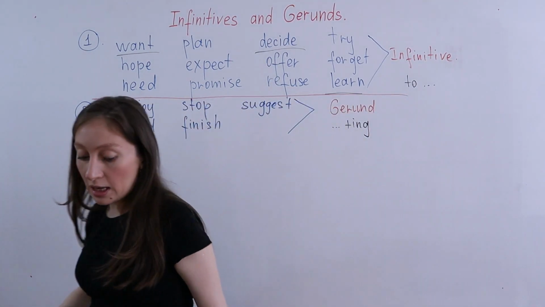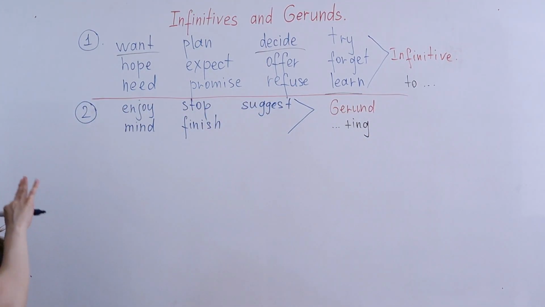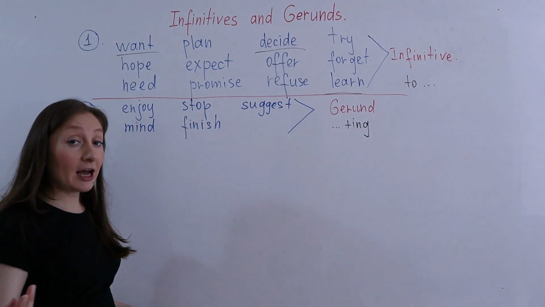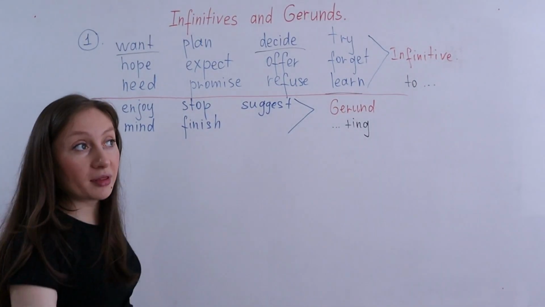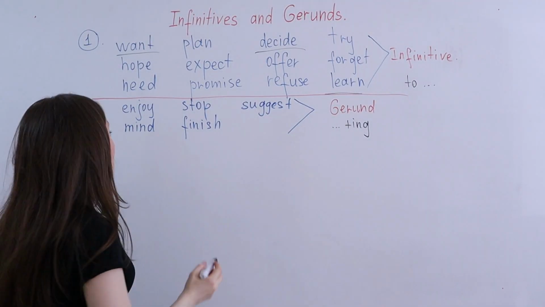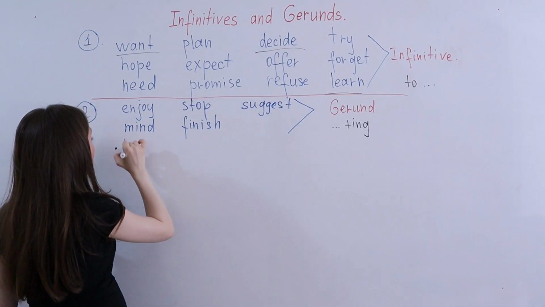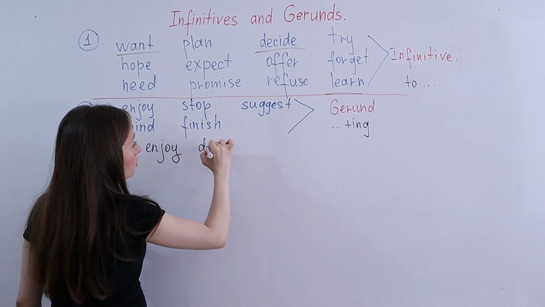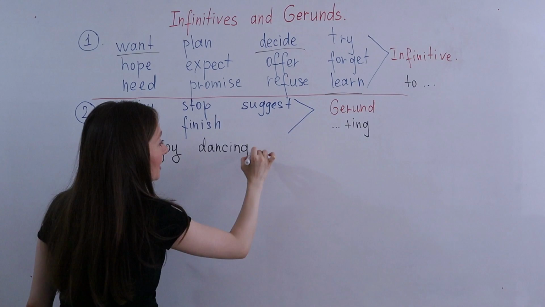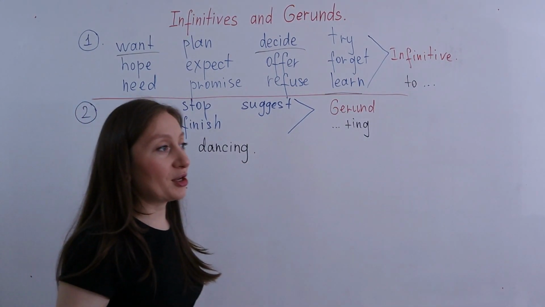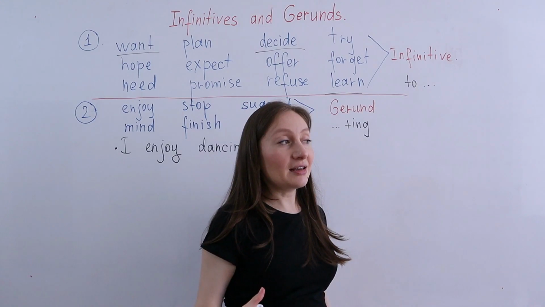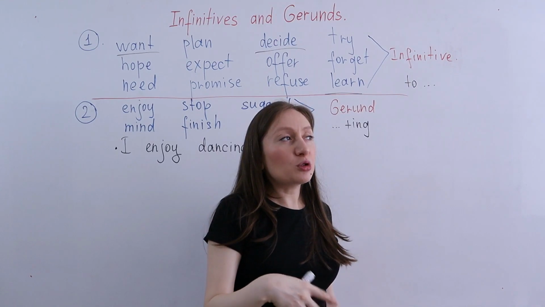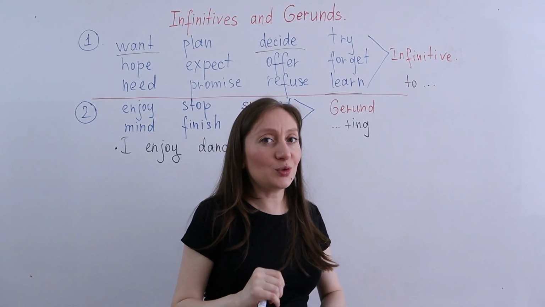So, let me write some examples for you. I enjoy dancing, right? I enjoy dancing. Do you remember the sentence with I like dancing? So, I enjoy dancing. So, what does it mean, enjoy? Enjoy, it means you love it so much. It's like your favorite activity. I enjoy is like the same as love, but it's more about a hobby. I enjoy it. I love doing it.